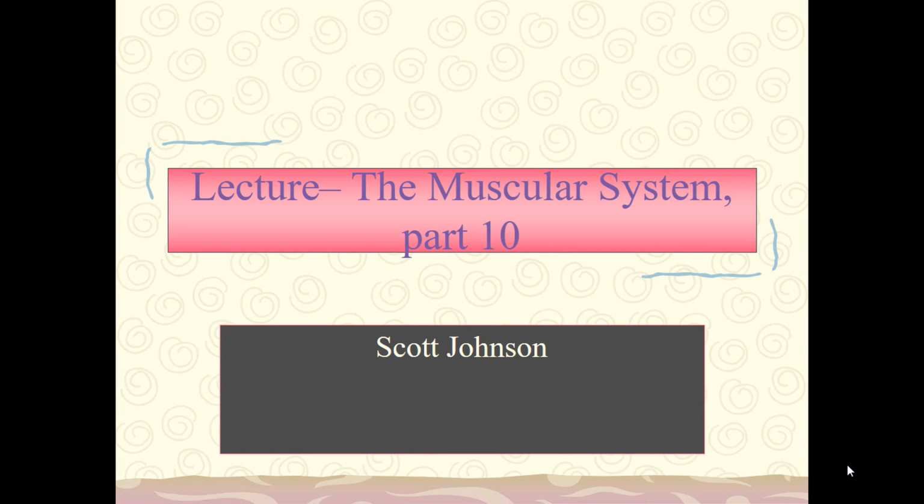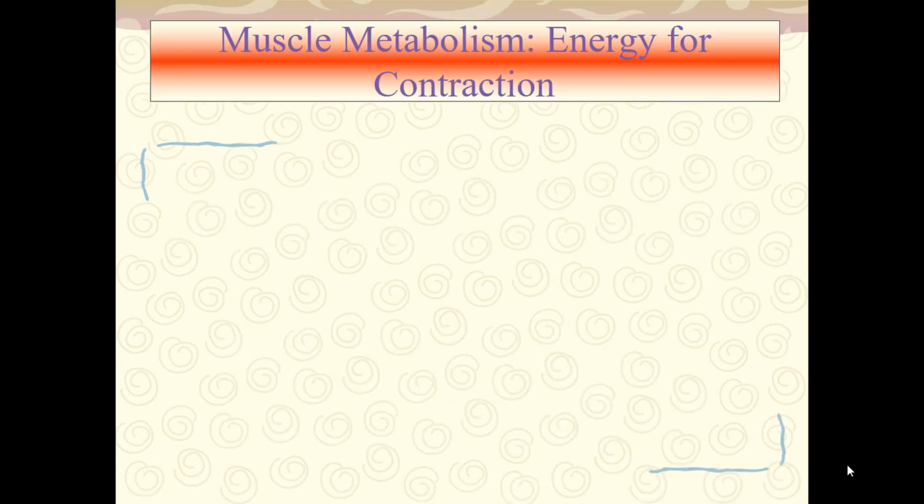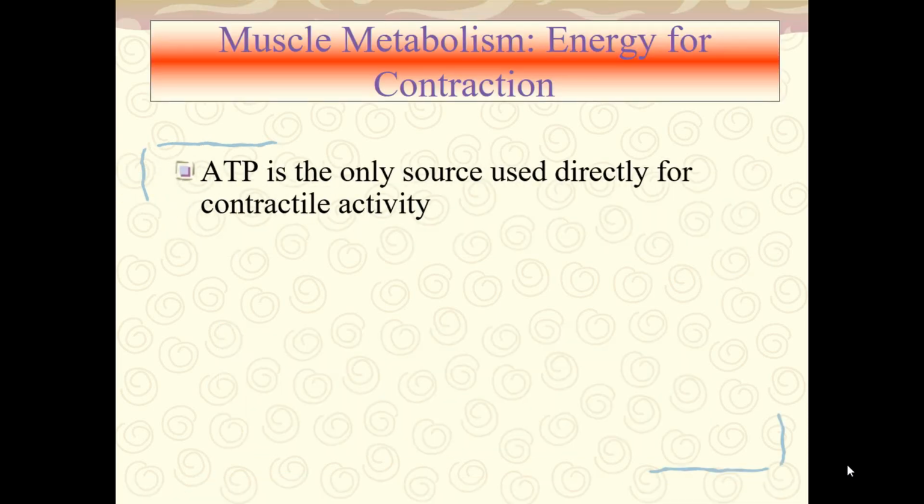Okay, this is part 10. Going to be talking about metabolism, energy. Where do we get that energy from? So, ATP is the only source that we use for contractile activity.